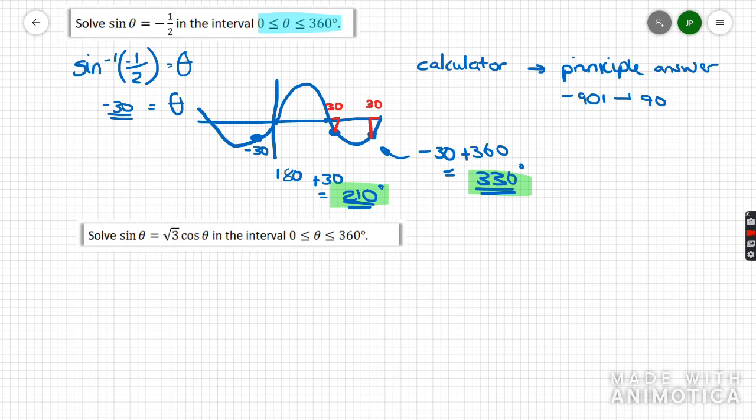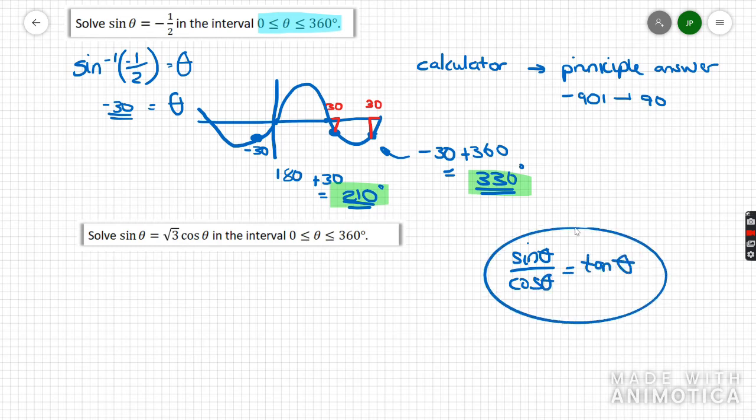Okay, last one I want to have a look at. I'm going to combine some of the stuff you've already done today as well. So, sine theta equals root 3 cos theta. Straight away we've got an issue in the fact we've got two trig functions, or trig ratios, in the same question. I can only ever work these out when I've only got one function, or one ratio. So I'm going to have to do something with sine and cos to make it into one. Now I know that sine theta over cos theta is the same as tan theta. That's what you looked at earlier.